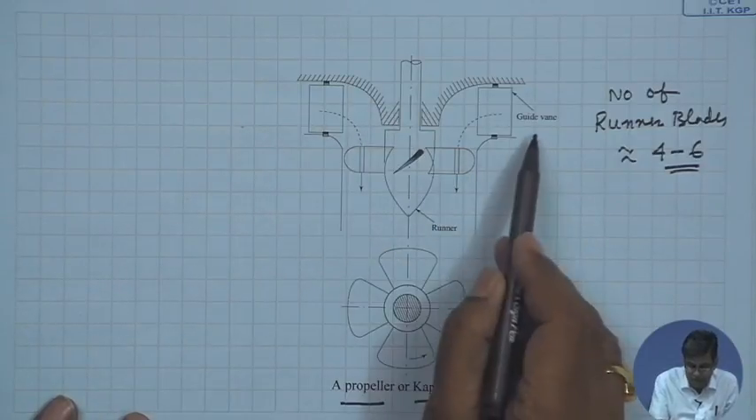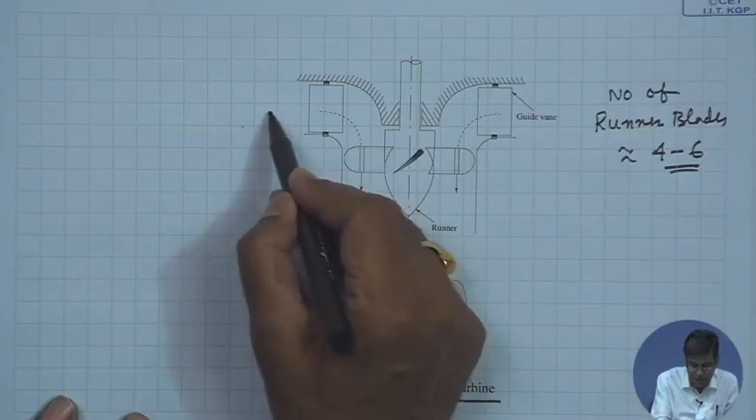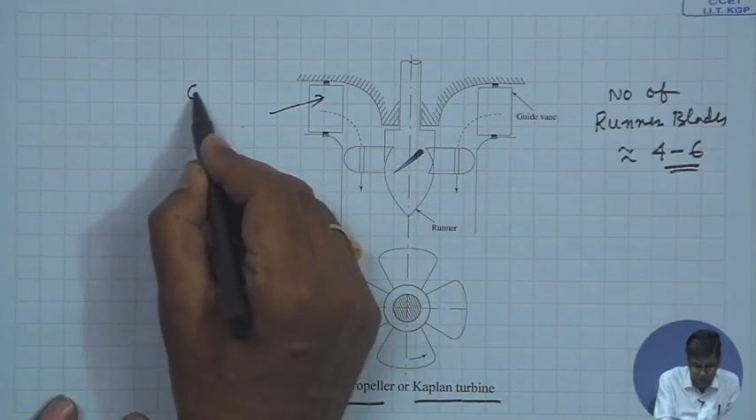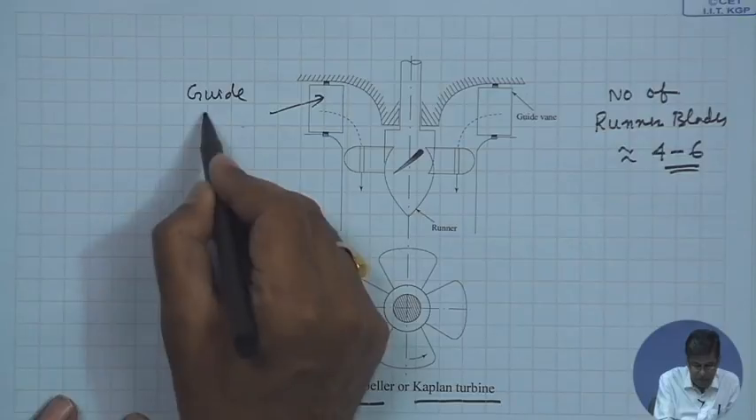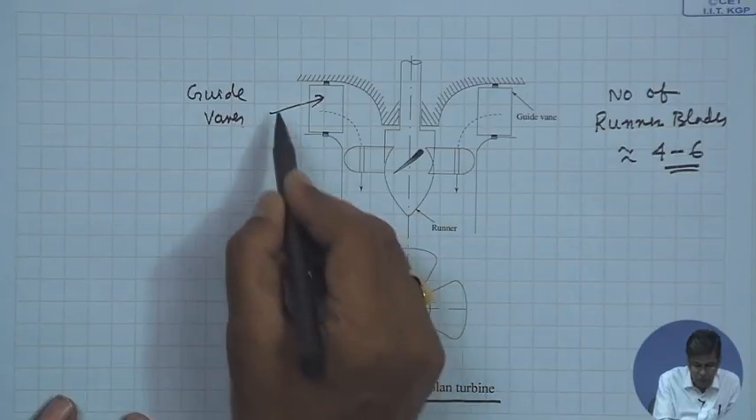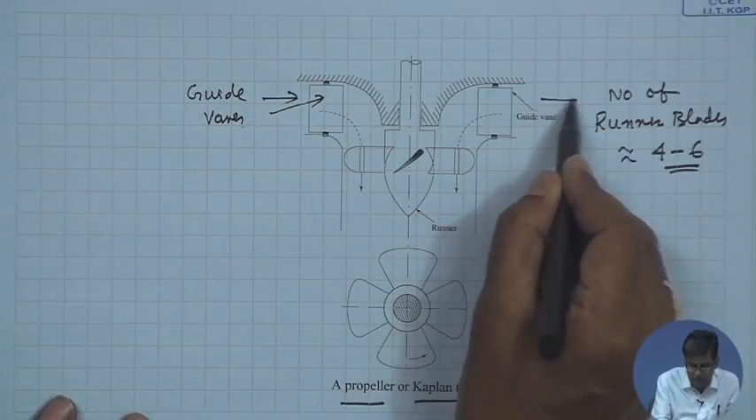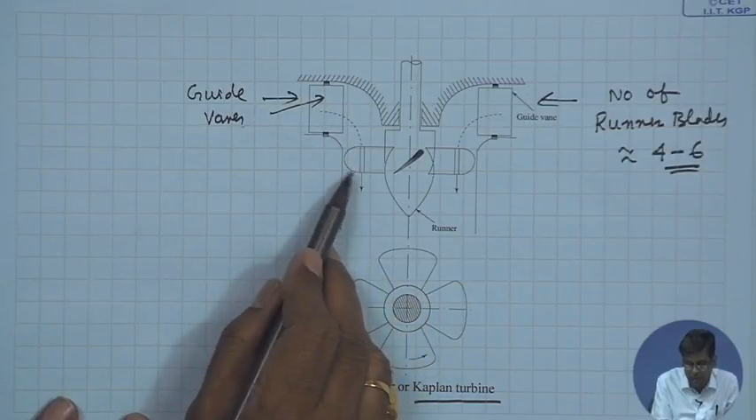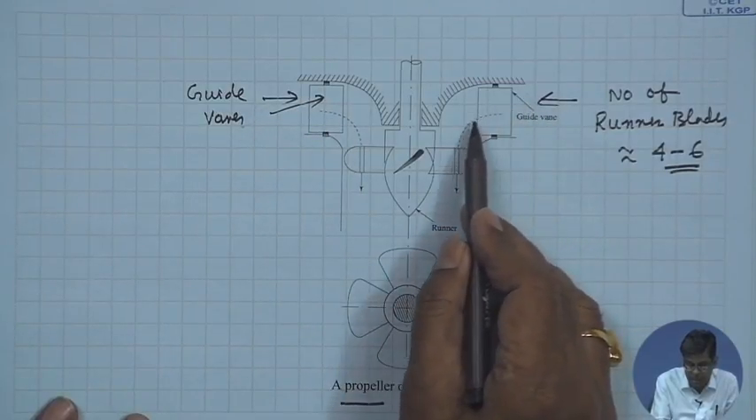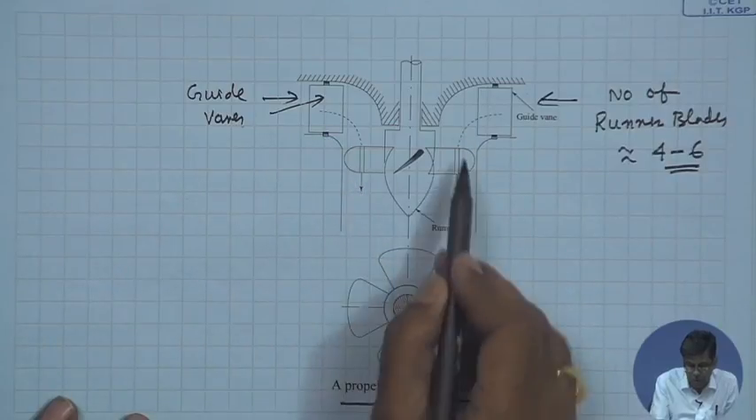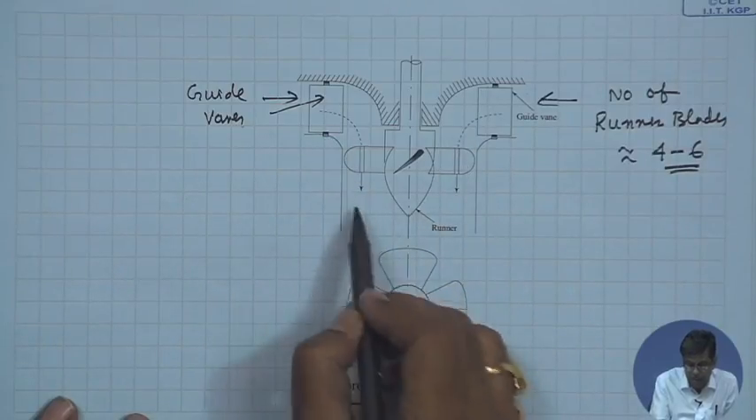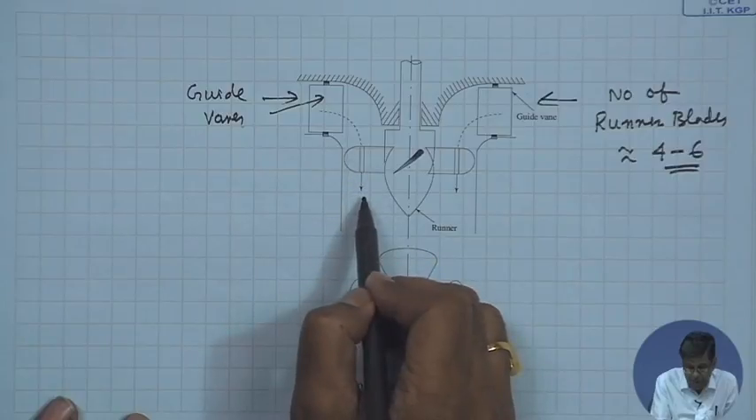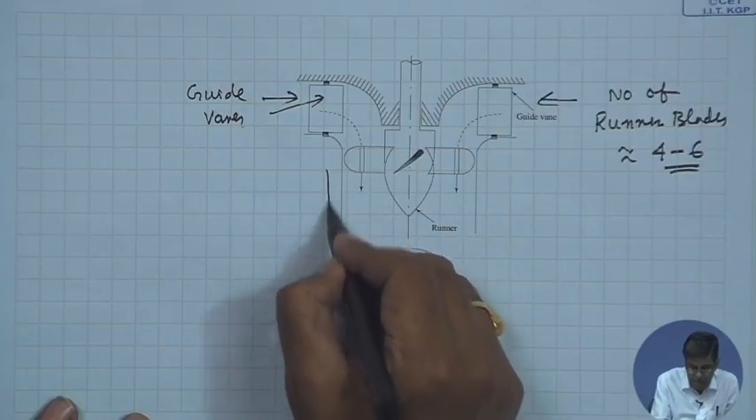Now, these are the guide vanes, this is the guide vane, already written here. So, flow comes like this, inlet. The guide vane turns the flow through a right angle, and then the flow passes through the runner blades purely in the axial direction. This is the axial direction.